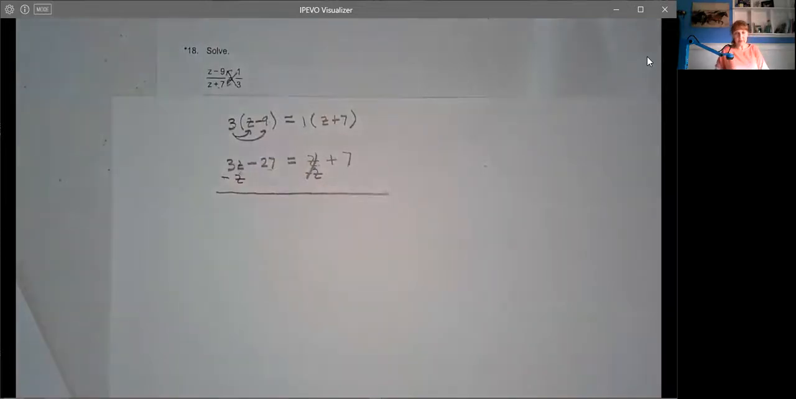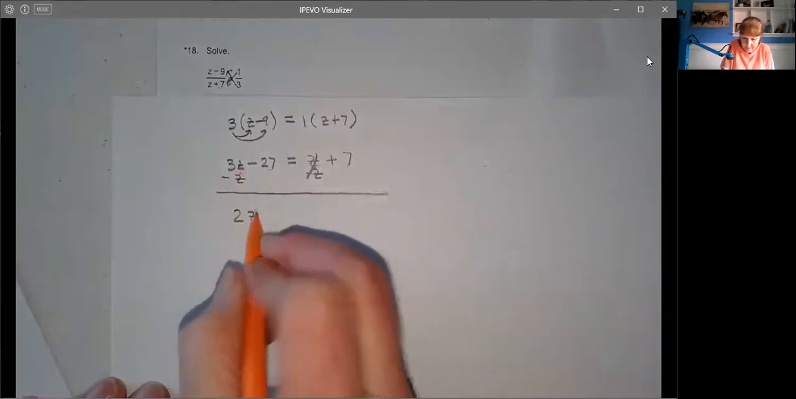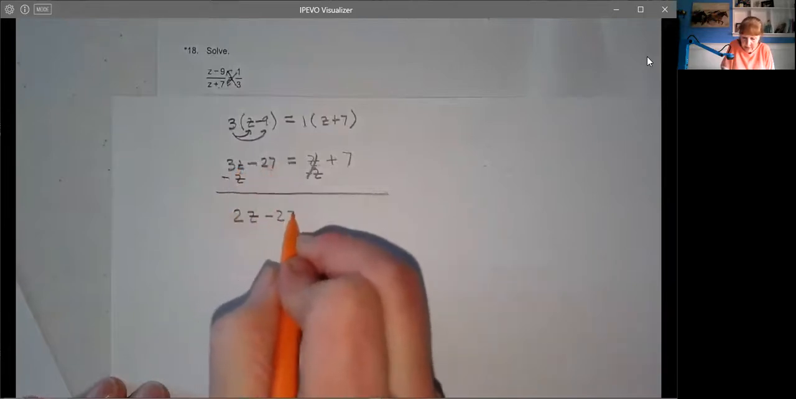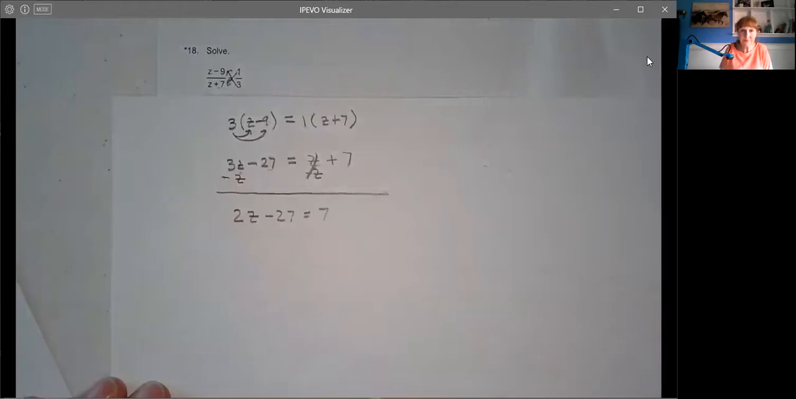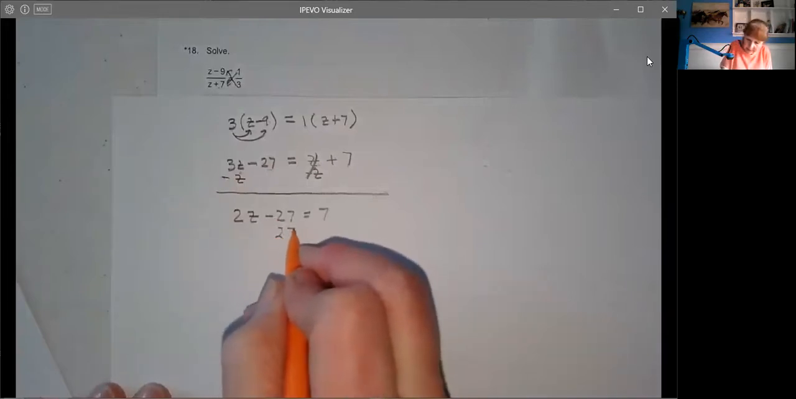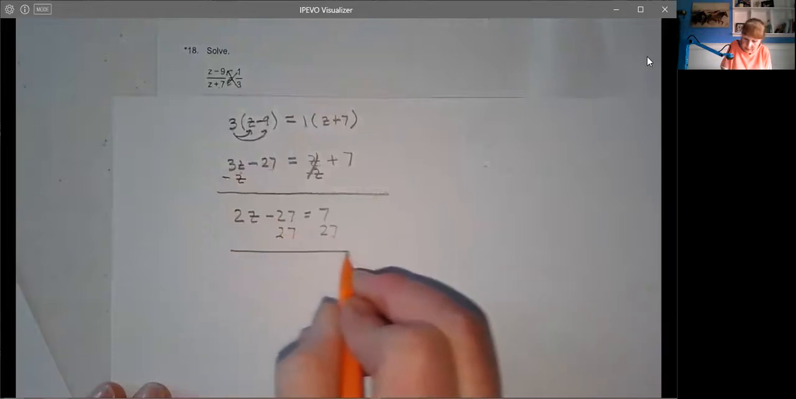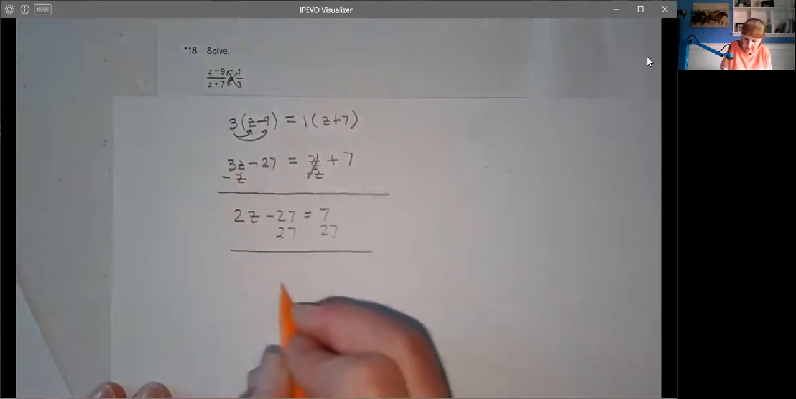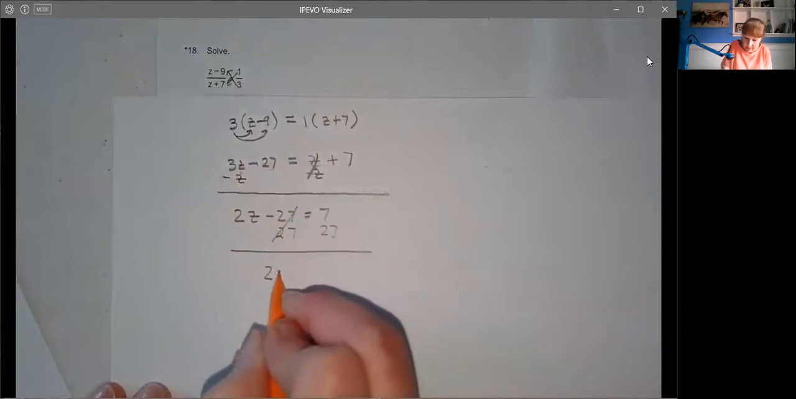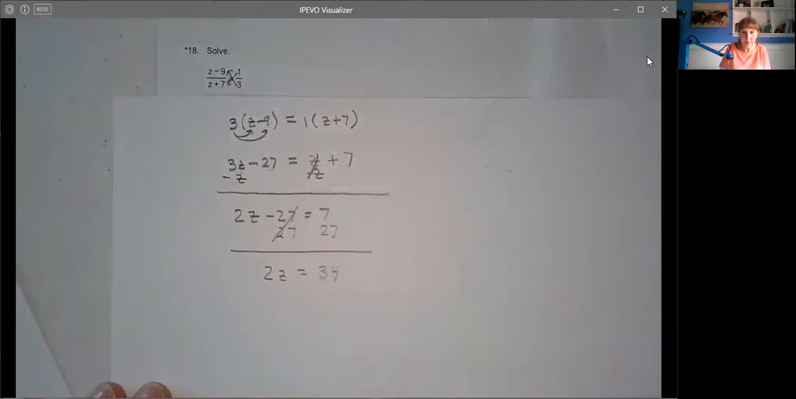You can't have them on both sides. We got rid of the one on the right, so we have 2z minus 27 equals 7. Then we add 27. Now we're getting the z by itself. We get rid of what's being added or subtracted first, adding the opposite. Okay, 2z equals 34. Adding those two together.